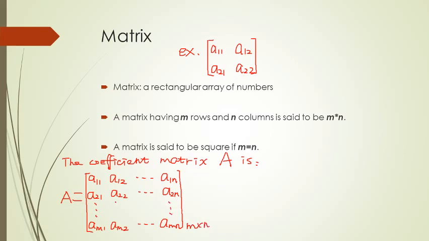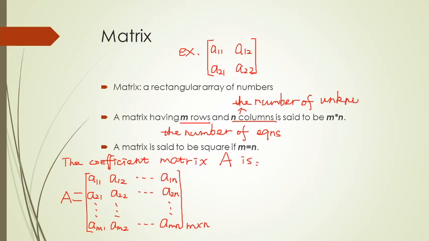What does this m by n mean? For the linear system, we have m equations and n variables. So the m rows of the matrix mean the number of equations, and the n columns mean the number of unknowns, or the number of variables.